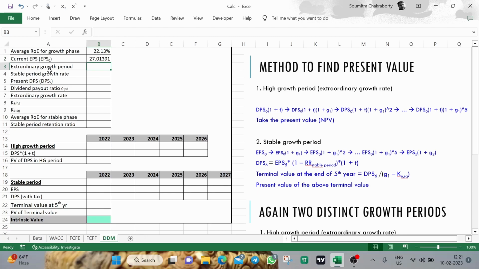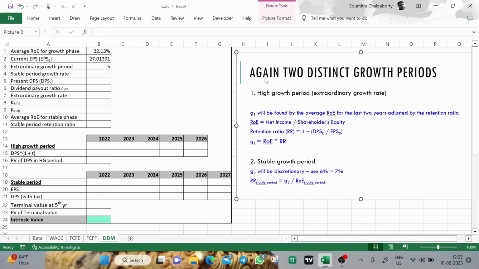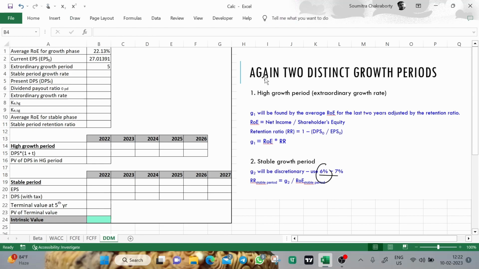Then extraordinary growth period. We have already told you that in FCFE and FCFF we have taken 5 years. So in this case also we are taking 5 years. So basically for the next 5 years there will be extraordinary growth or high growth, and then after that the growth will cease and there will be a stable kind of situation, stable growth. And what is the stable growth rate? I have told you that it can be 6% or 7% as it is written here. So in our case we have assumed 6% because in both FCFE and FCFF we have assumed 6%. So we will maintain the same continuity, 6%.